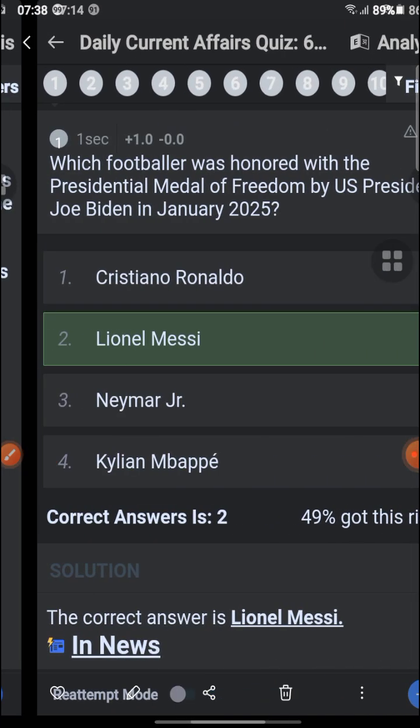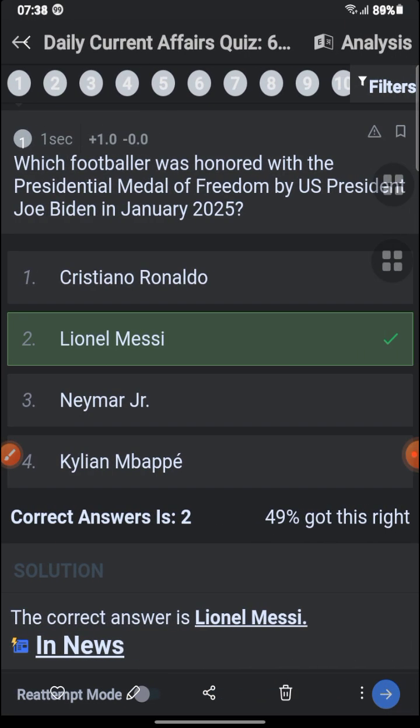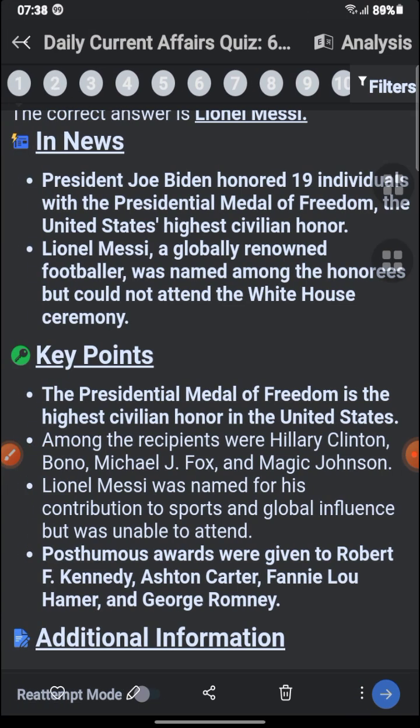All right. Which footballer was honored with the Presidential Medal of Freedom by US President Joe Biden? So it is Lionel Messi. He was honored with the Presidential Medal. President Joe Biden honored 19 individuals with the Presidential Medal, the highest civilian honor. Lionel Messi, a globally renowned footballer, was named among the honorees but could not attend the White House ceremony.